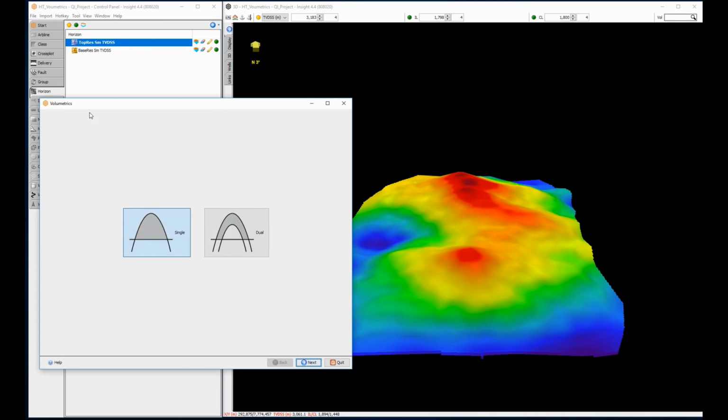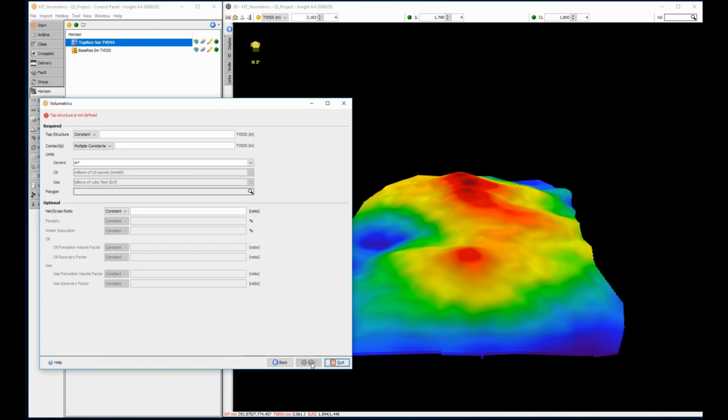The illustration of a simple versus complex reservoir makes it easy for me to select the single surface option on the left. There are options to use a constant or horizon as the top structure. I will select my horizon. I can supply a single or multiple constants.